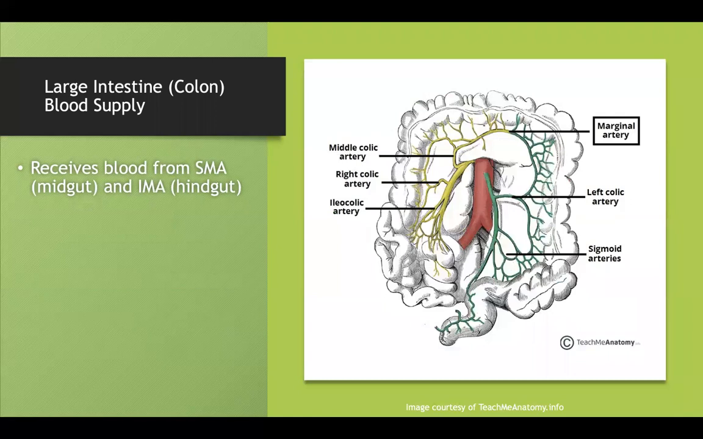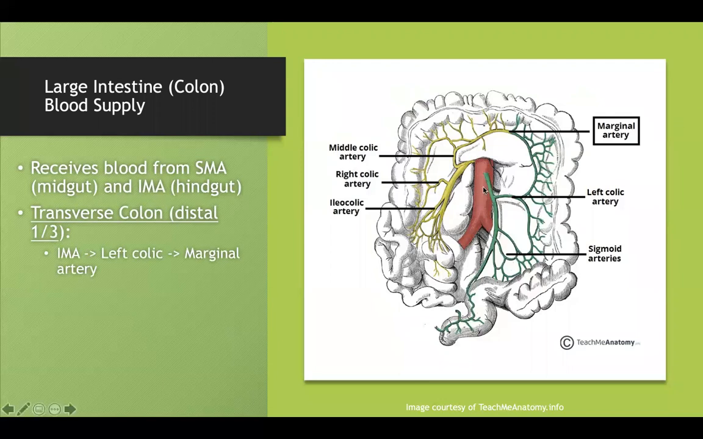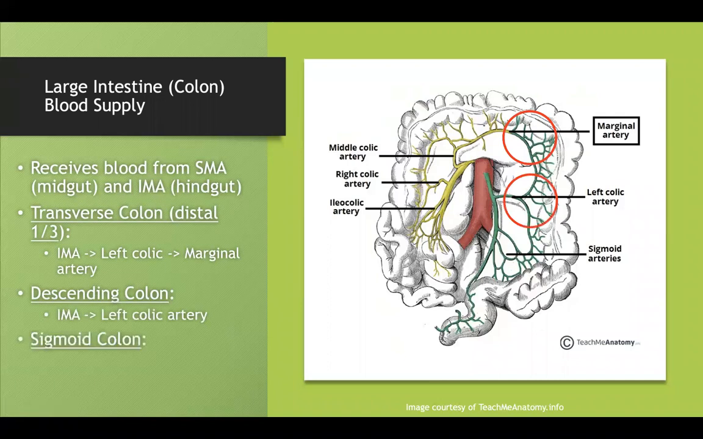Now moving on to the regions of the colon that are supplied by the hindgut, or the IMA, the distal transverse colon will be supplied by the inferior mesenteric artery, which will branch off here to the left colic artery and eventually attach to the marginal artery here to supply this distal region of the transverse colon. The descending colon has a little easier route. It just goes straight from the IMA to the left colic artery. And the sigmoid colon also has a pretty straightforward route, going from the IMA to the sigmoid arteries.